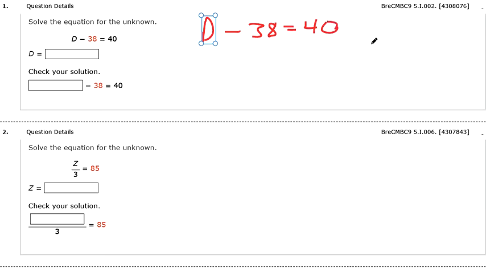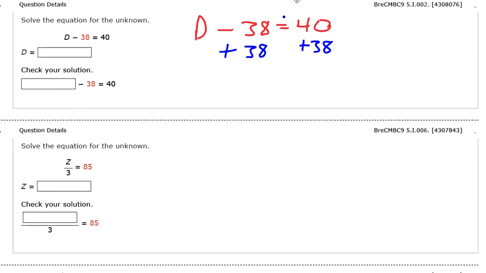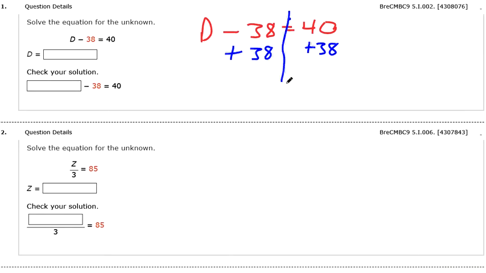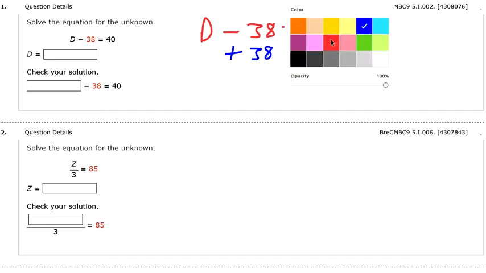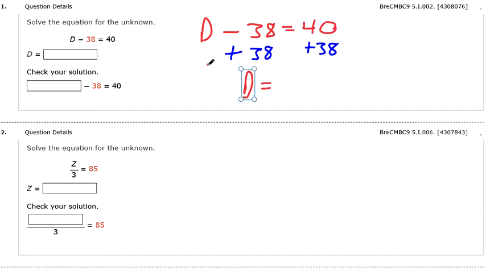So this first one, d minus 38 equals 40. We want to get rid of the minus 38, so we're going to do the opposite of minus. We're going to add 38. Okay, and that's perfectly fine to do as long as you do it to both sides of the equal sign. Right? This is our dividing line. You have to add 38 to both sides. So if you do that, you get d equals, not a division line, sorry, just making a line to show that we're making some steps. d equals 78. And you just have to plug that into both boxes here.